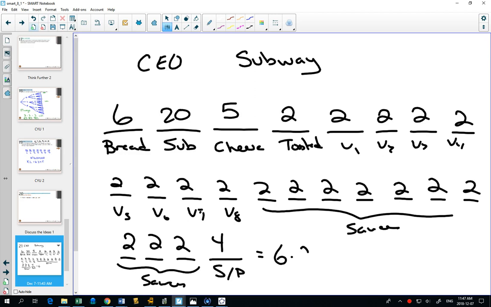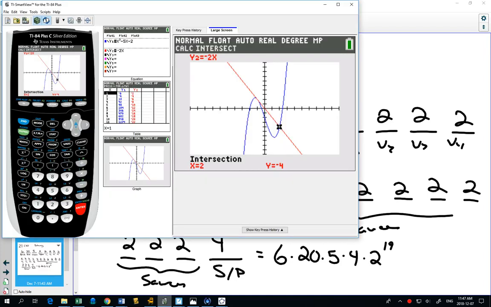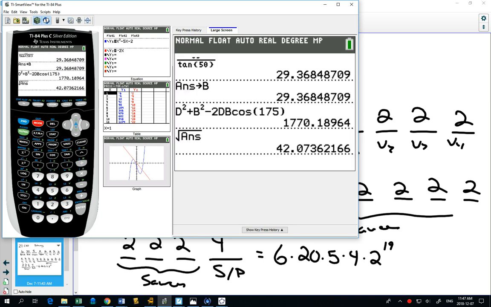6 times 20 times 5 times 4 times how many 2s do we have? 1, 2, 3, 4, 5, 6, 7, 8, 9, 10, 11, 12, 13, 14, 15, 16, 17, 18, 19. That's how many choices you go to Subway. So now you decided to print out this menu. 6 times 20.